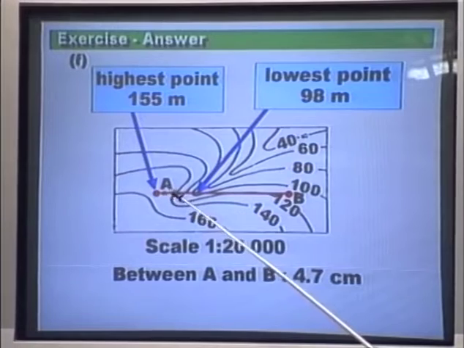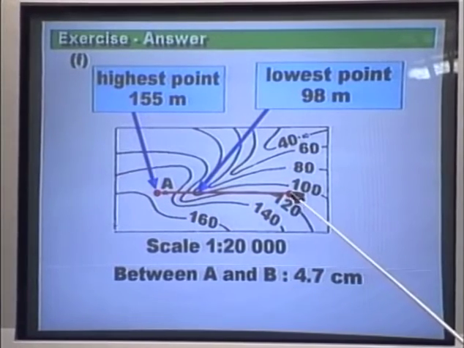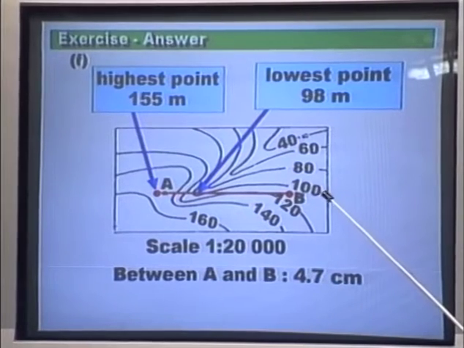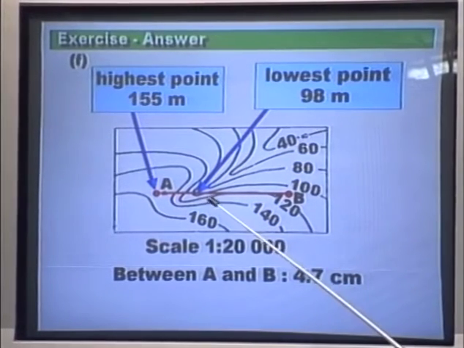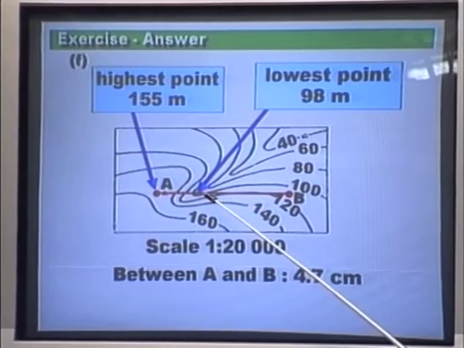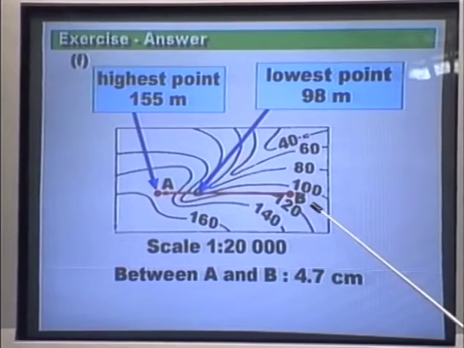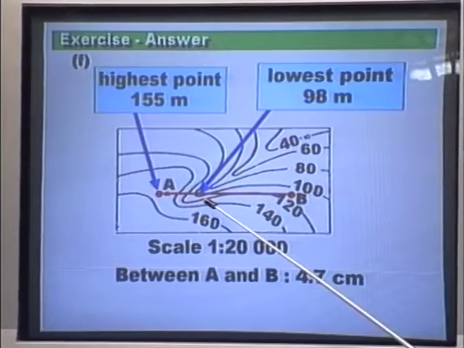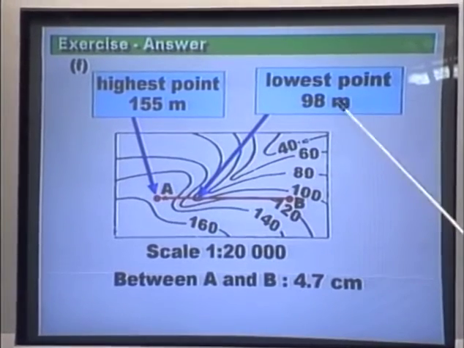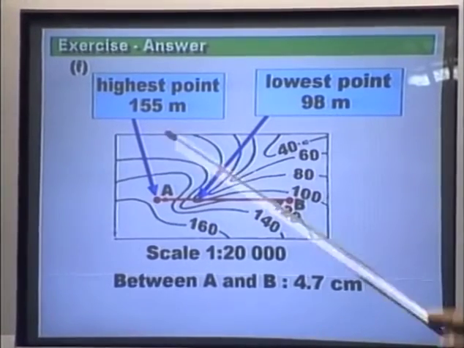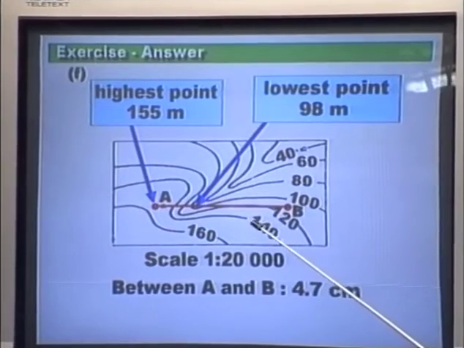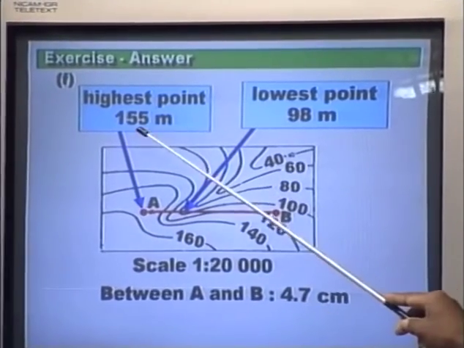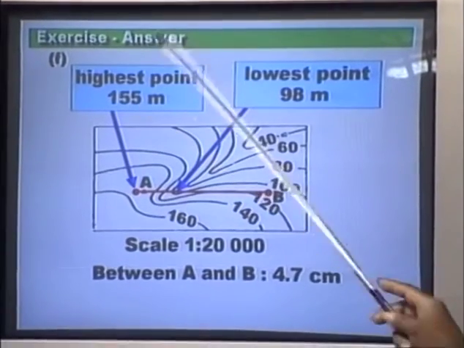The line goes from A to B, and along that line you will see it goes between the 100 and the 80 meters. So the lowest point is actually not 110. The lowest point is 98 meters. You check. If you did draw that line, you would have found out that the lowest point is this, 98 meters. The highest point is between 160 and 140, but not right in the middle. It's closer to 160, so therefore we'll get it as 155 meters.